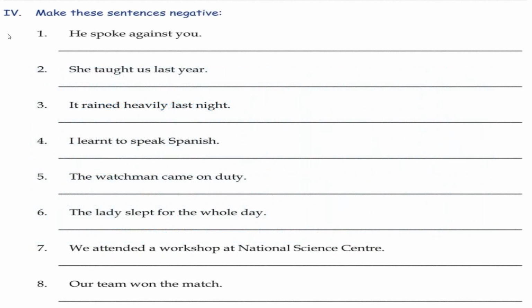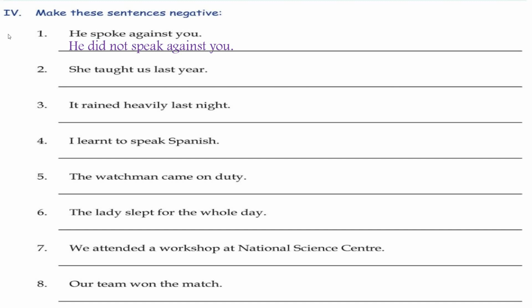Now see children, what we have to do? We have to make these sentences negative. So again, before starting, I am explaining to you that in simple past tense, whether it is a singular or a plural noun or pronoun, we have to use did only, and it is negative, so we have to use not, and the verb will change into root form. So the first one is he spoke against you, so we will write he did not speak against you.